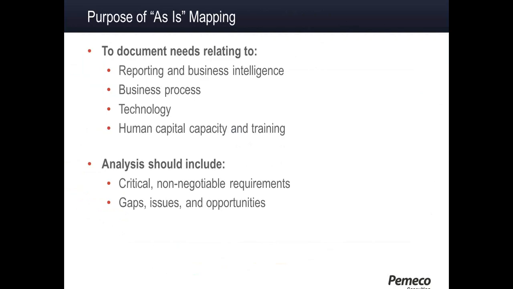So basically, the purpose of the as-is mapping is to document the needs relating to your reporting, what your business processes need from a technology perspective to support the business right now, and then what your human capital, the people element of the equation, needs as well. We will look at what's critical, what the non-negotiable requirements are. You may have regulatory issues relative to your business that have to be accommodated within the solution. And specifically, we're looking heavily at gaps, issues, and opportunities.